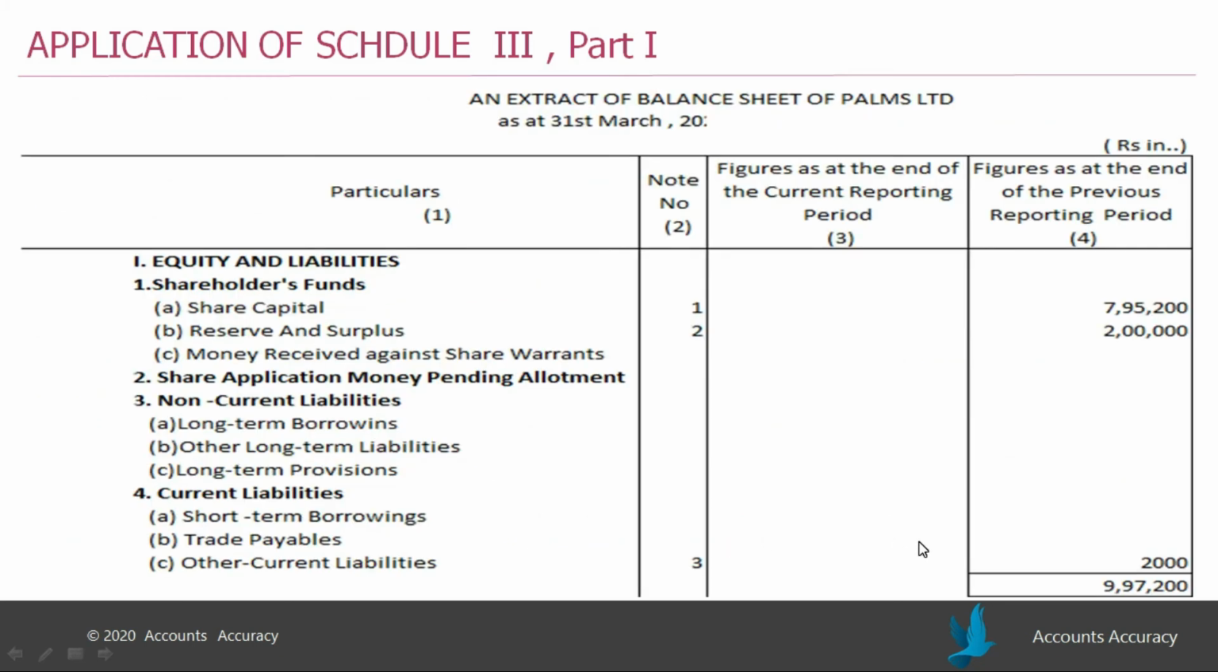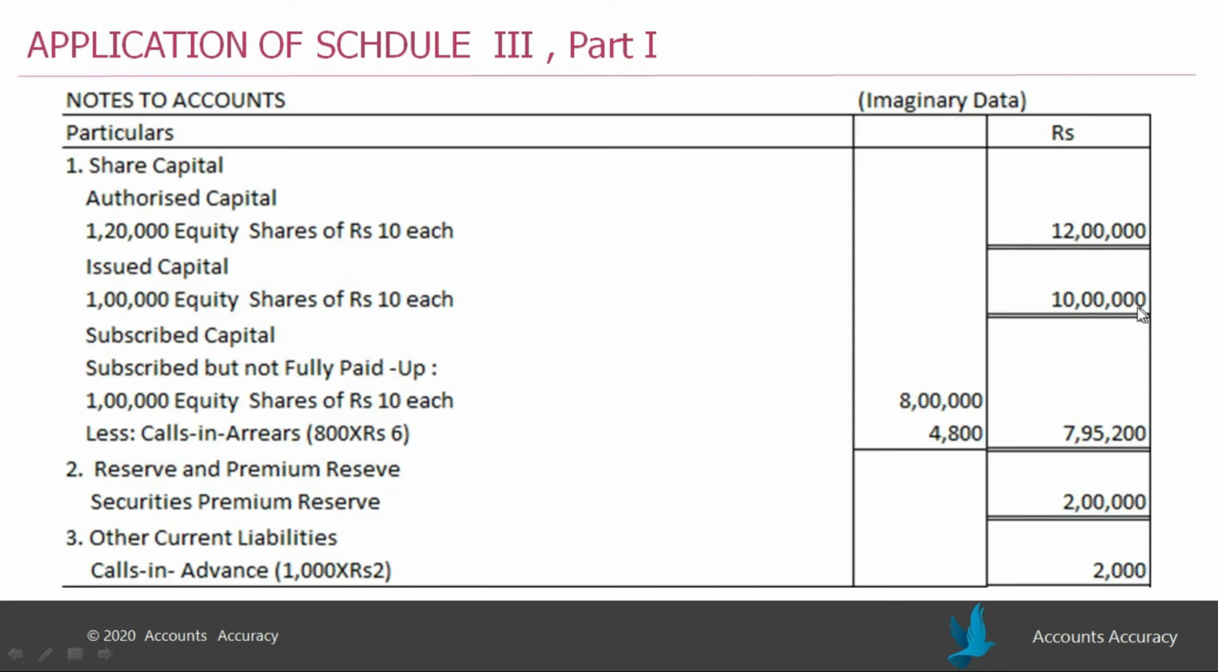Now how to make it? Just see. Simply you will make the format which you have just seen. Under the head equity and liabilities, you will write shareholders fund and then share capital. Now how much amount is to be written in share capital in note 1, you will see in the notes to accounts. So that detail you will have to calculate in notes to accounts. Now let us see how to make notes to accounts.